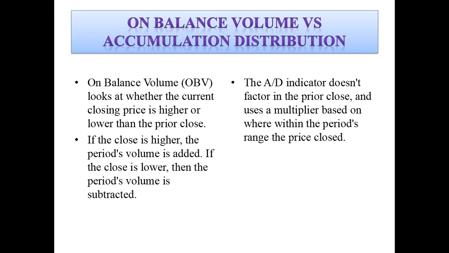Now let's see which indicator to use based on volume. You can use the on-balance volume indicator or you could use the accumulation distribution. Let's see the differences between them. The on-balance volume looks at the current closing price and whether it's higher or lower than the previous close. If the closing price is higher, then the period's volume is added. If the closing price is lower, then the period's volume is subtracted. The accumulation distribution indicator doesn't factor in the previous close and uses a multiplier based on where within the period's range the price closed.